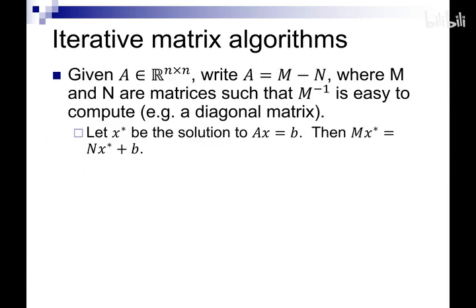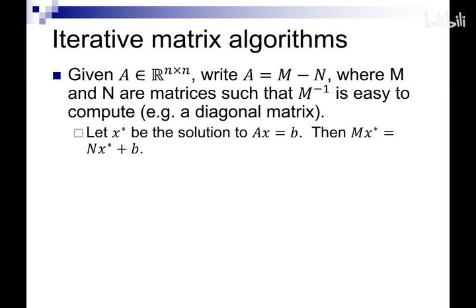So the way we're going to do this is, let A be an n by m matrix. We're going to write A as M minus N, where M and N are also two n by m matrices. And the first requirement is that we want the inverse of M to be easy to compute. So for example, if M is a diagonal matrix, then we can easily compute its inverse, because it's just the inverse of all the diagonal elements. So we're going to split A in this way, and we want M inverse to be easy to compute.